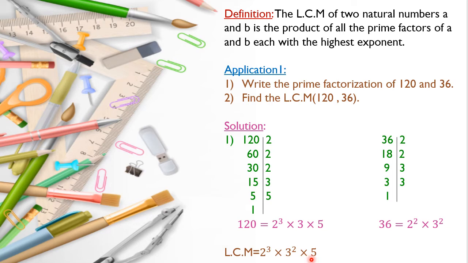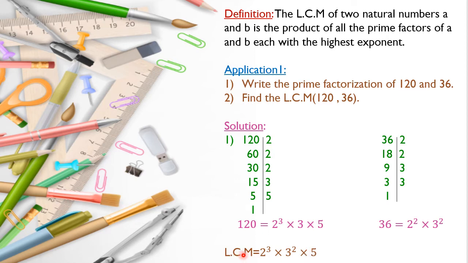نيجي للإكسبوننتس يلي هن الباورز. بنطلع بالأول على الباور لل 2 مثل ما قلنا بناخد الهايست باور. هاي موجود عندي الباور لل 2 3، وهاي الباور لل 2 هي 2، فنحن بناخد الهايست فأكيد راح آخد ال 3، فبحط فوق ال 2 الباور أو الإكسبوننت 3. نيجي للنمبر 3. ال 3 هون الإكسبوننت لإله 1، بال 36 الإكسبوننت لل 3 هو 2، فأنا باخد الهايست هو 2 فبحط فوق ال 3 2. نيجي لل 5، ال 5 مش موجودة غير بال 120 فبنزلها مثل ما هي 5.